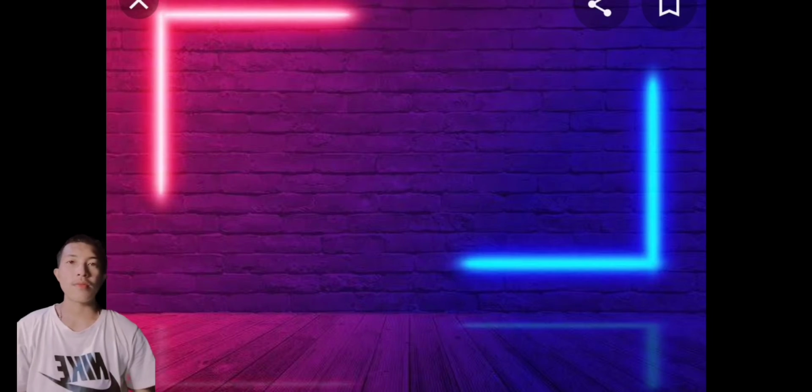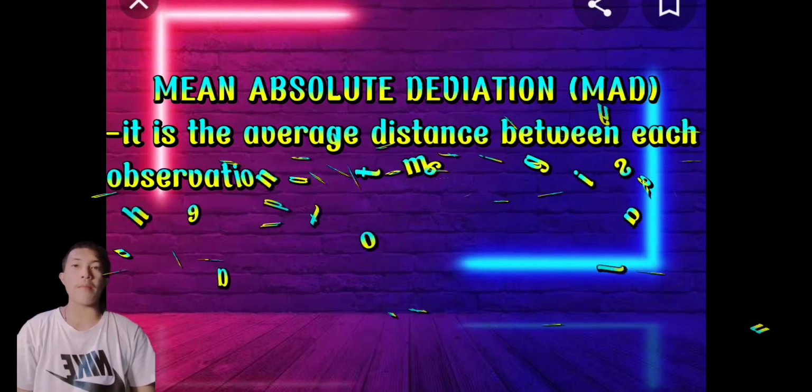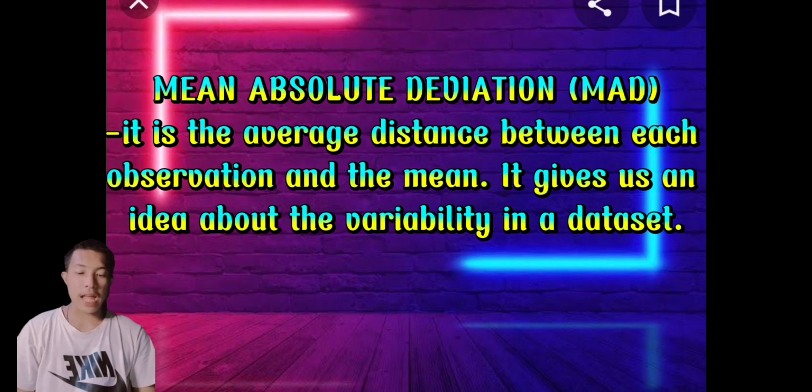So let's proceed to the next topic, which is the mean absolute deviation or MAD. So, what is mean absolute deviation? Mean absolute deviation or MAD is the average distance between each observation and the mean. It gives us an idea about the variability in the data set.